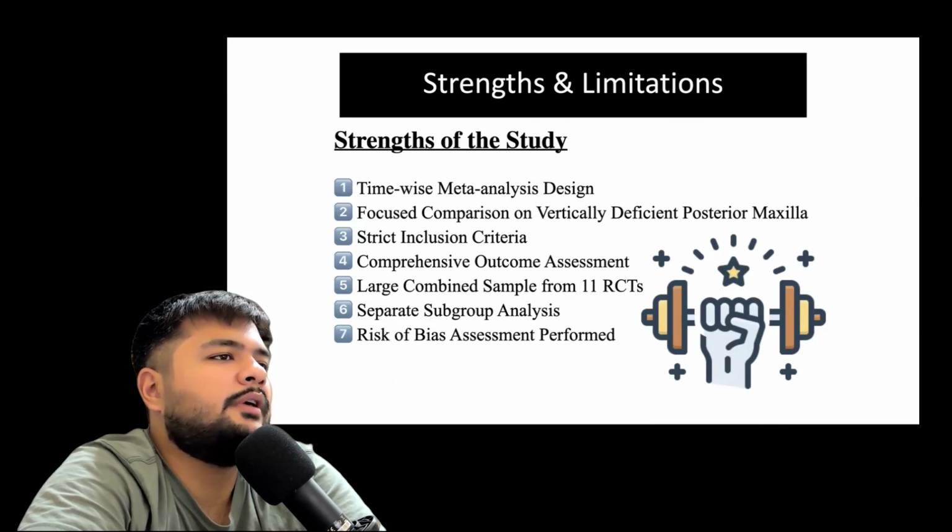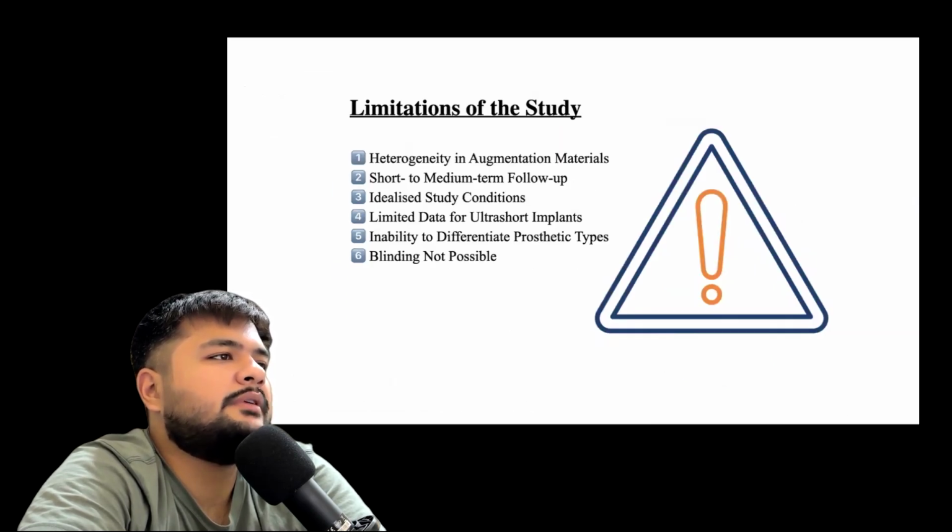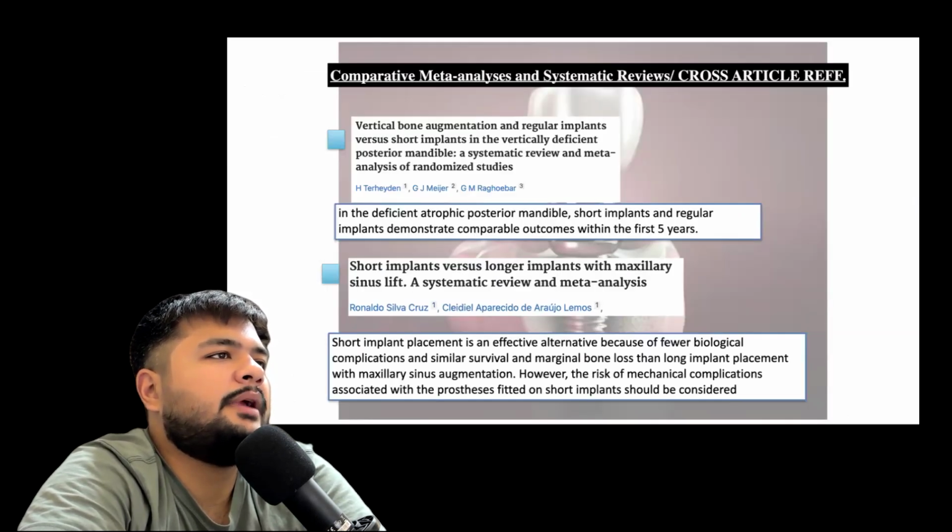Focused comparison on vertically deficient posterior maxilla, strict inclusion criteria, comprehensive outcome assessment. Limitations were heterogeneity in augmentation materials, short to medium term follow-ups, then the comparative meta-analysis and systematic reviews, the cross-article references. So, vertical bone augmentation and regular implants versus short implants in the vertically deficient posterior mandible.